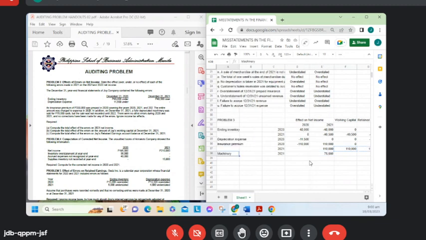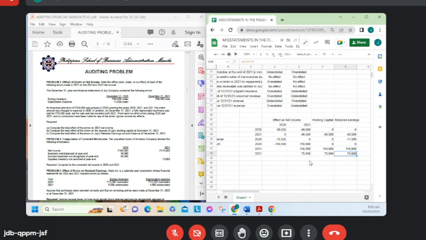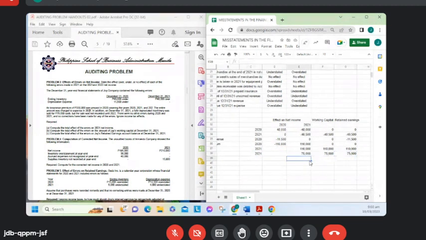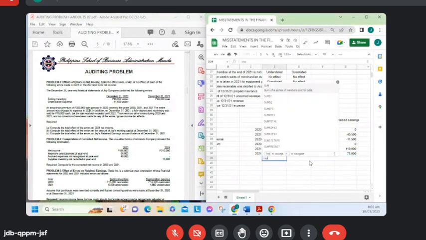So what will be the effect on the working capital? So working capital is understated by 75,000. Retained earnings is understated by 75,000. Okay, why does it have working capital? Because of the cash, no? It's part of the current assets. So let's get the total.